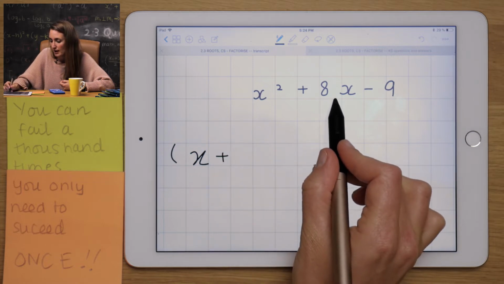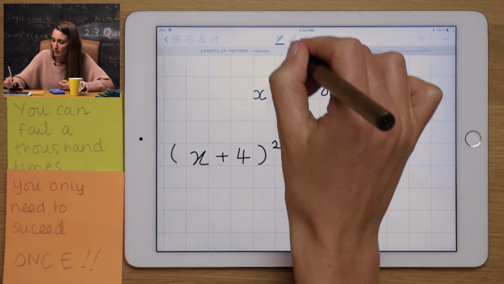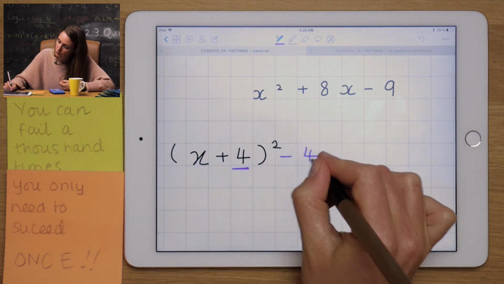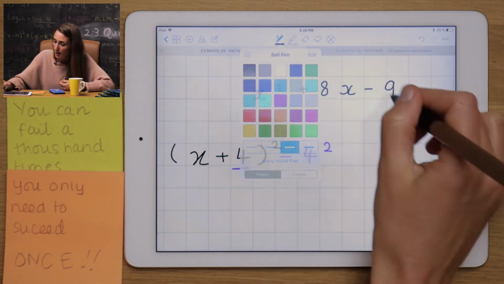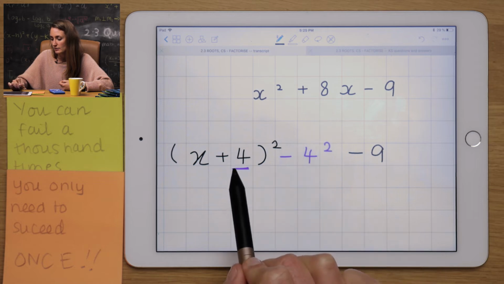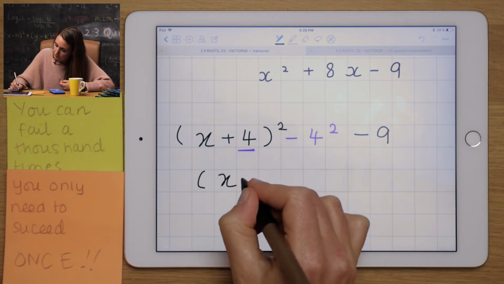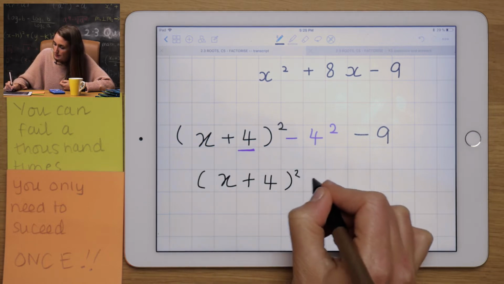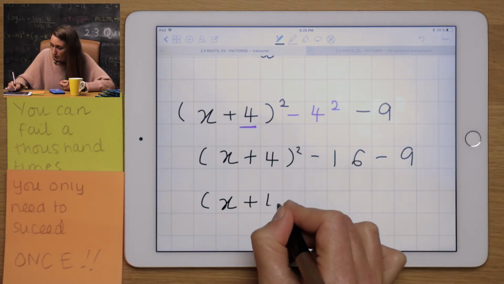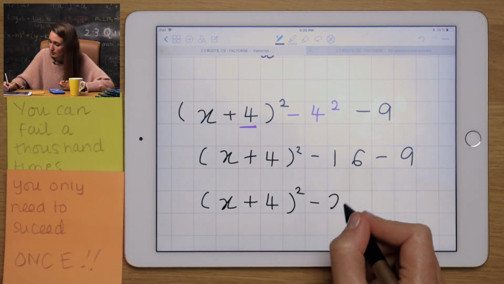And here I have plus 8, so the half of plus 8 is plus 4. And then that bracket gets closed up. I subtract this number squared, so 4 squared. And then I also have the minus 9 that was there before. So half of 8 is 4, minus 4 squared, minus 9. So x plus 4 squared minus 16 minus 9. I'm going to add together minus 16 and minus 9, that's minus 25.